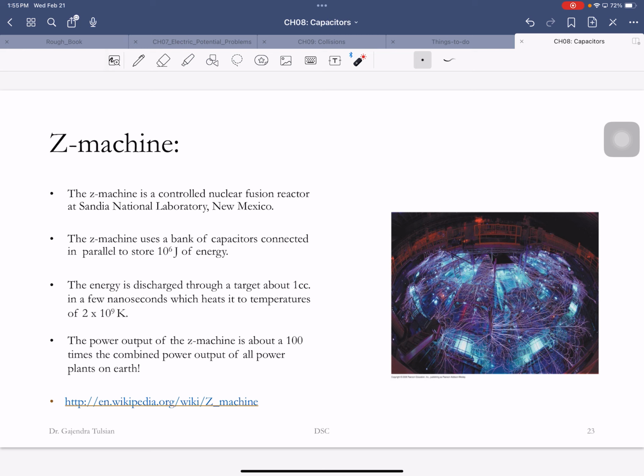All right, so this is one of those big boy machines. This is a fusion reactor at Sandia National Lab in New Mexico. Again, what we want to do is a fusion reaction on Earth. Do you guys know why we want a fusion reaction?